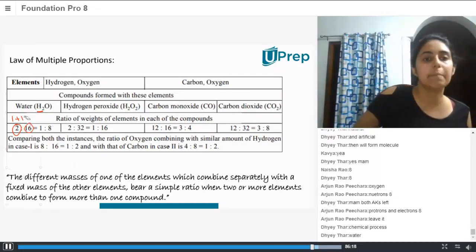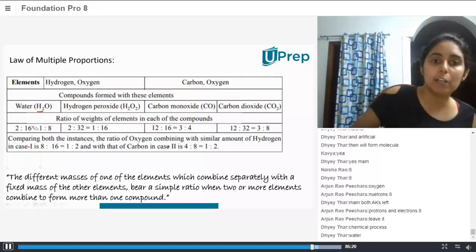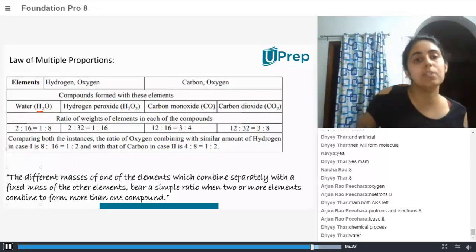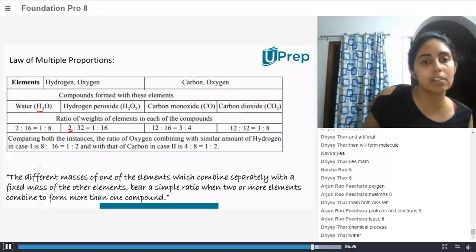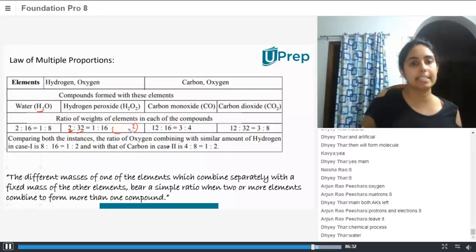Similarly, if I do the same thing for hydrogen peroxide, because I have two hydrogen atoms, I end up getting 2. Two oxygen atoms, I end up getting 32, because 16 times 2. All right. So when I simplify this, I end up getting 1:16.